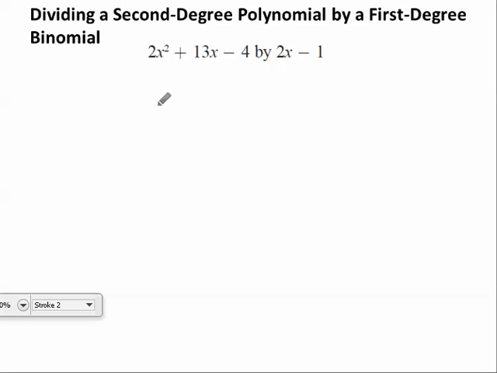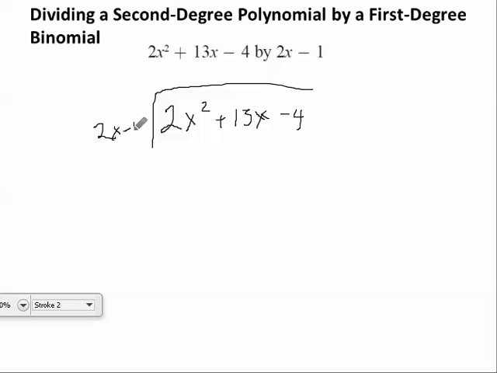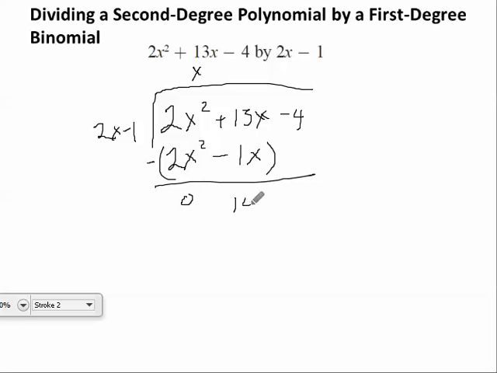So here's another one. Let me show you how it works. 2x squared plus 13x minus 4 divided by 2x minus 1. Well, it's going to take an x to get 2x squared minus 1x. I'm going to subtract these things. When I subtract this quantity, 2x squared minus 2x squared is going to be 0. 13x minus a negative 1x is going to be 14x. I'm going to bring down my 4, minus 4.